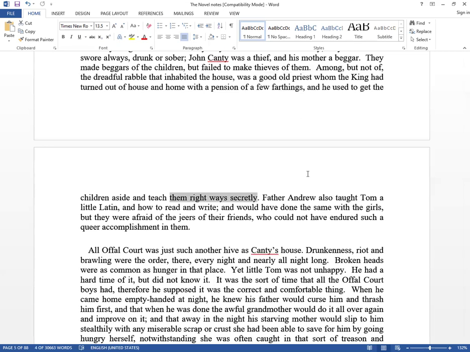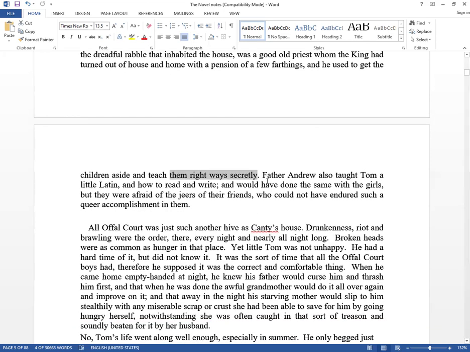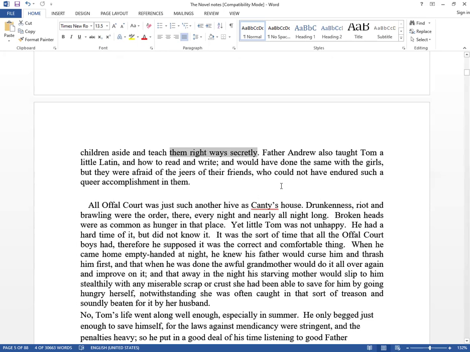Because Offal Court parents do not want their children to be educated. They do not want any education for their children. They want their children to beg in the street, that's all. Therefore, Father Andrew teaches these children right ways, good values, good and bad things. This is good, this is bad. Father Andrew's teaching. He does it secretly. Father Andrew also taught Tom a little Latin. Now, Tom becomes Andrew's best student, because Tom attends these classes every day. He's a good student.